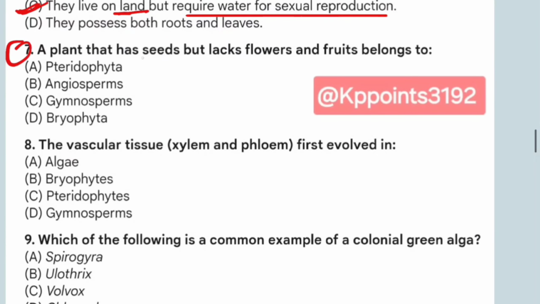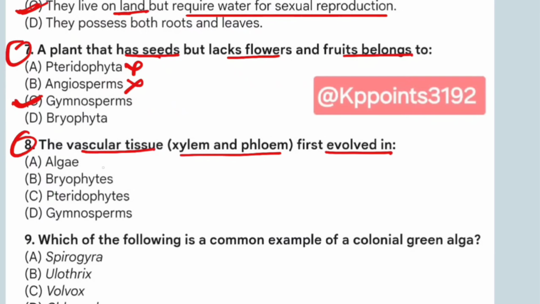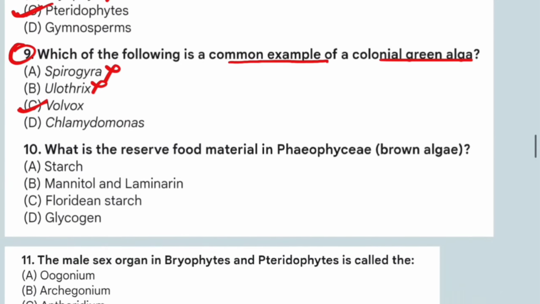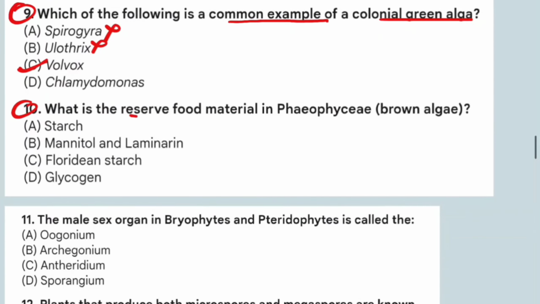Next is 7. A plant that has seeds but lacks flowers and fruits belongs to Pteridophyta? No. Angiosperms? No. Gymnosperms? Yes. Gymnosperms have seeds. Question number 8. The vascular tissue, xylem and phloem, first evolved in algae? No. Bryophytes? No. Pteridophytes? Yes. Next is 9. Which of the following is a common example of colonial green algae? Spirogyra? No. Ulothrix? No. Volvox? Yes.